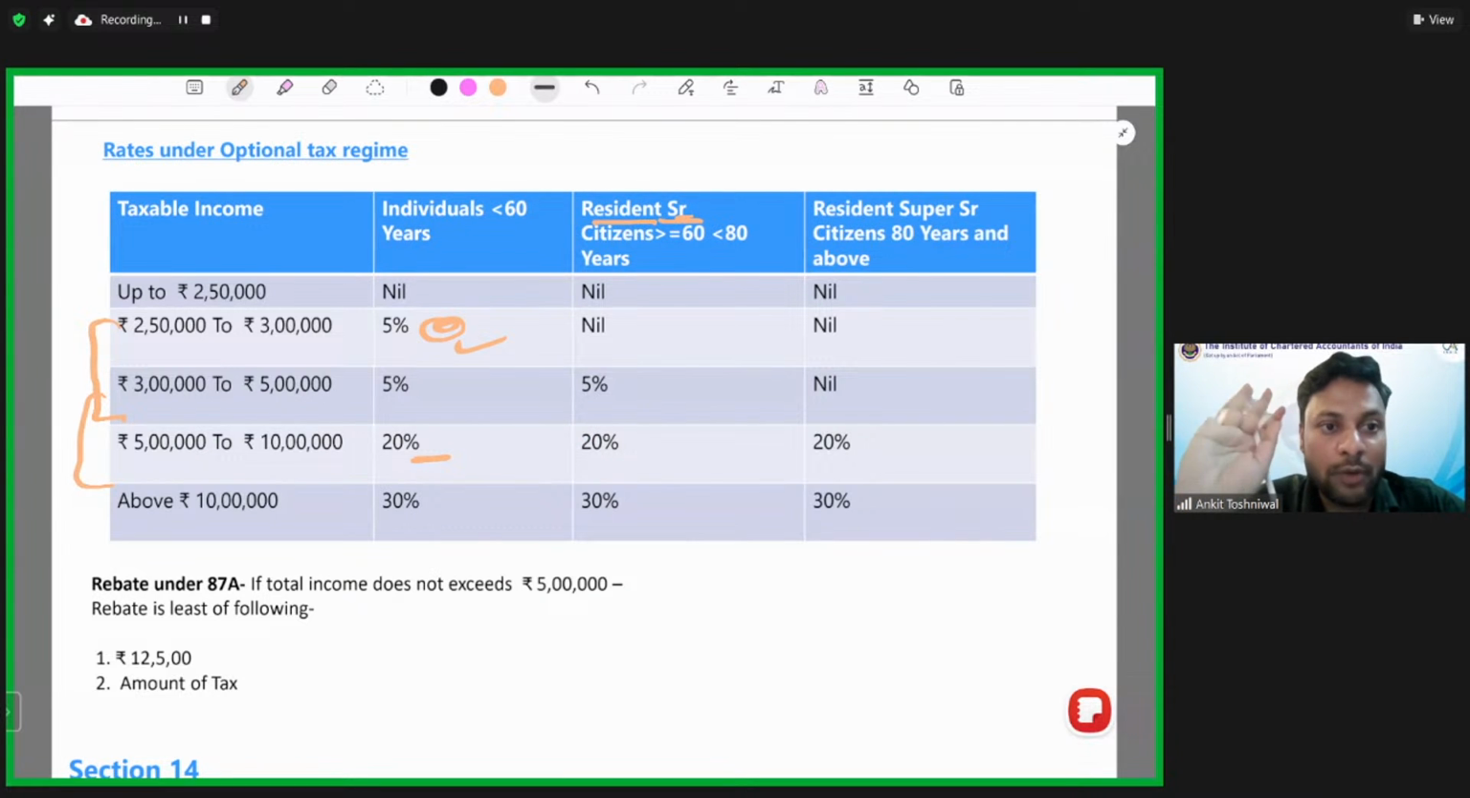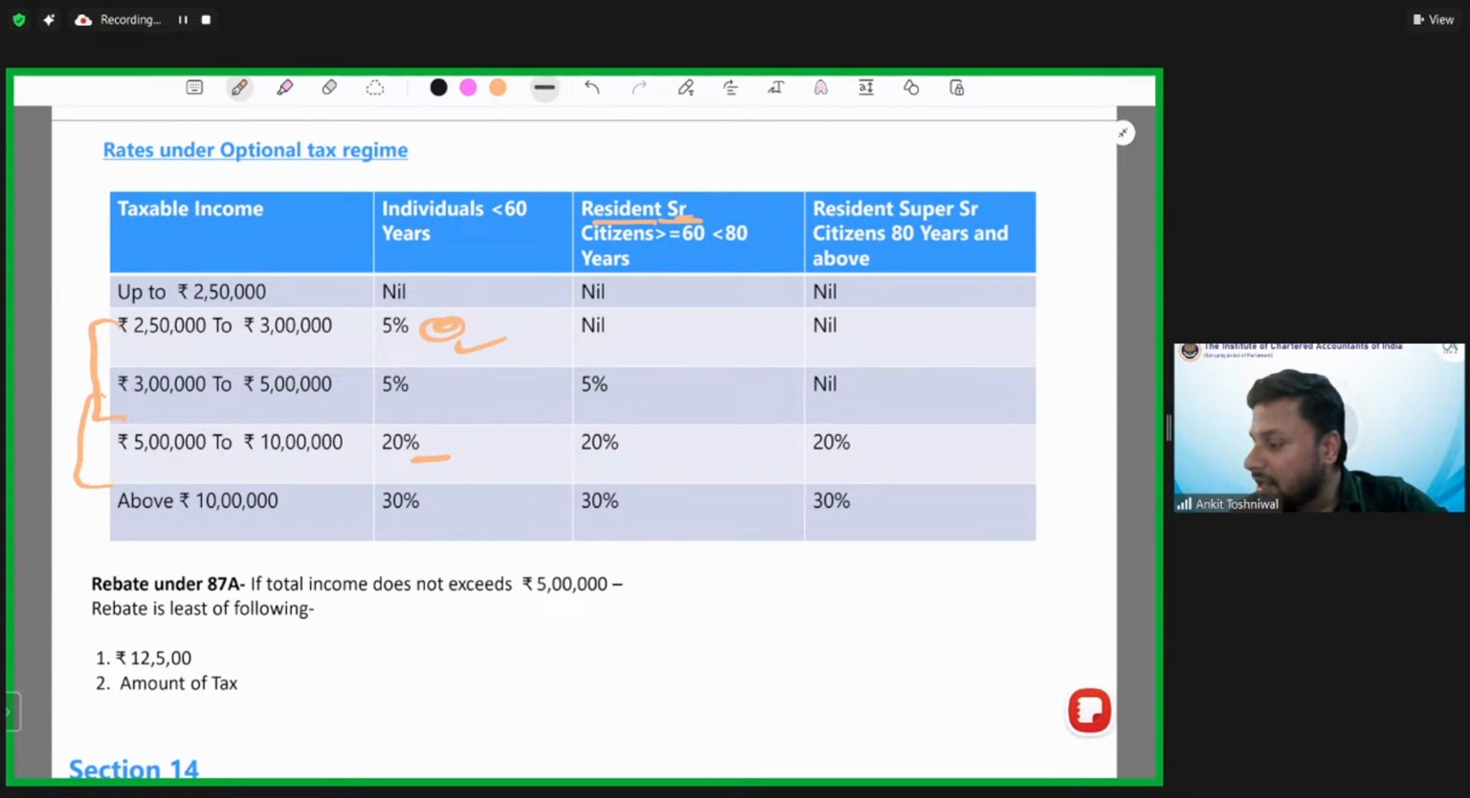If an individual is a normal individual less than 60 years of age, then up to 2,50,000 there will be no tax, right? But 2,50,000 to 5 lakh, 5%. But in the case of a senior citizen who is resident in India, up to 3 lakh there will be no tax. 3 lakh to 5 lakh, again the same, 5%. 5 to 10 lakh, 20%. And above 10 lakh, 30%.